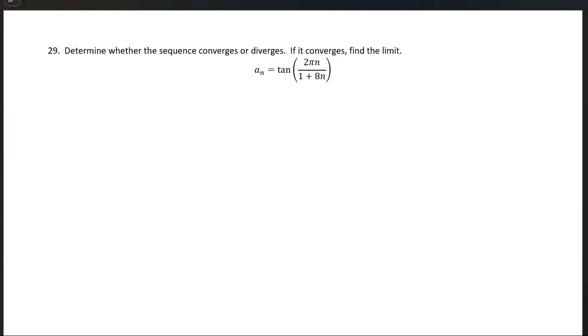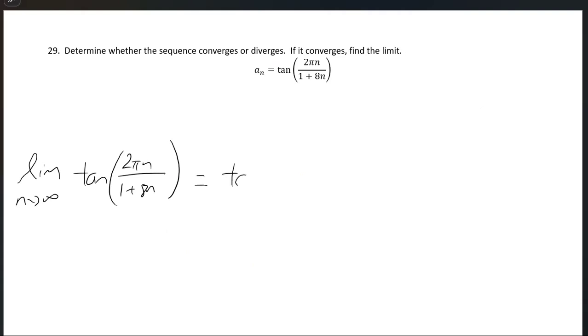29, what about this guy? This tangent guy. Limit as n goes to infinity. We could actually use the exact same principle we used in the last one. Tangent of 2 pi n over 1 plus 8n. We can first take the limit of the inside of the tangent, the argument of the tangent.